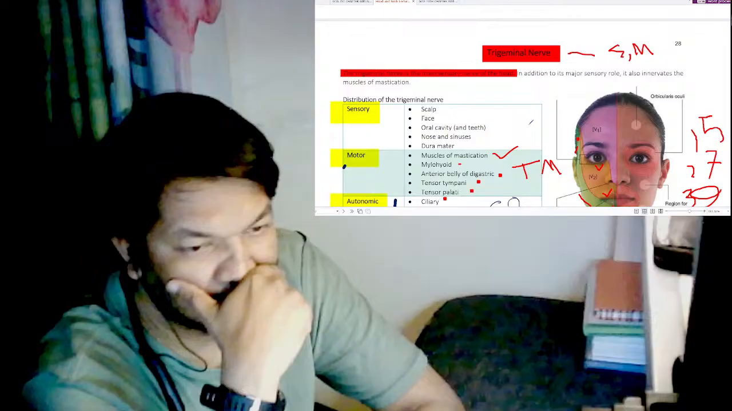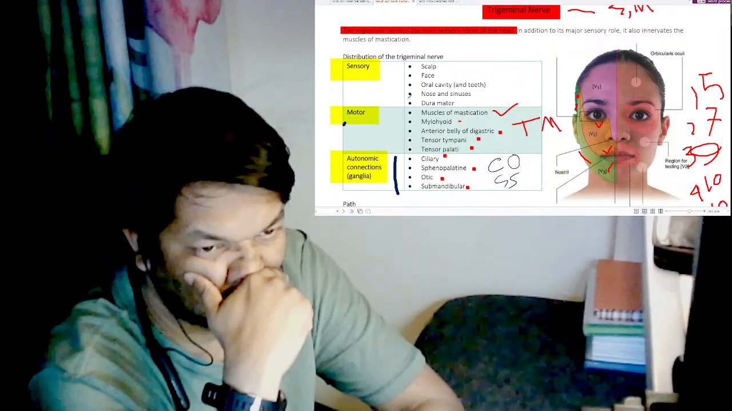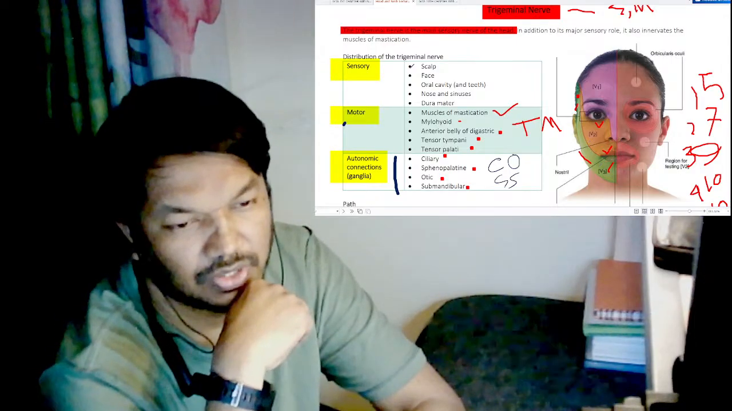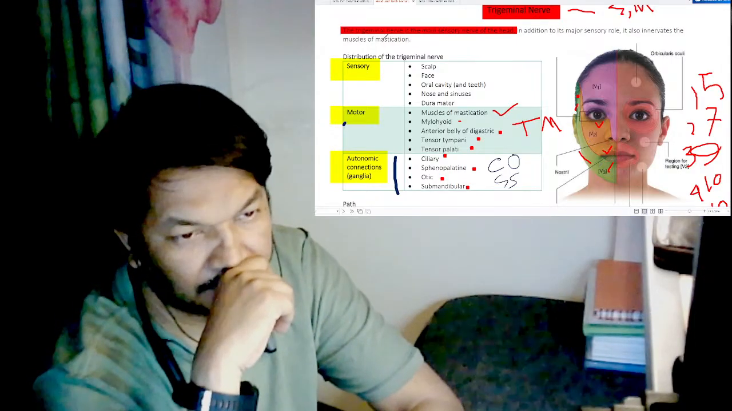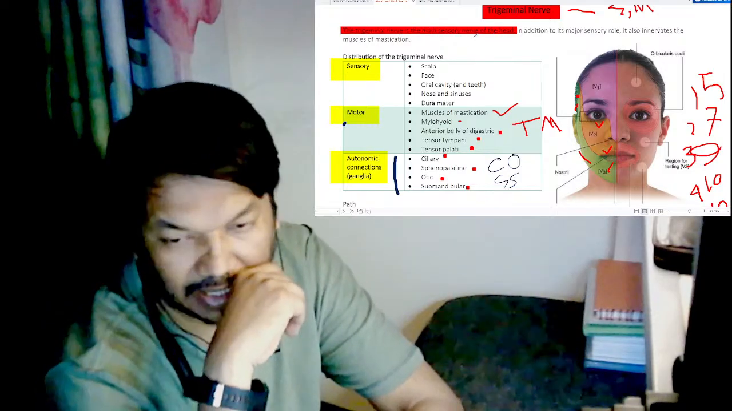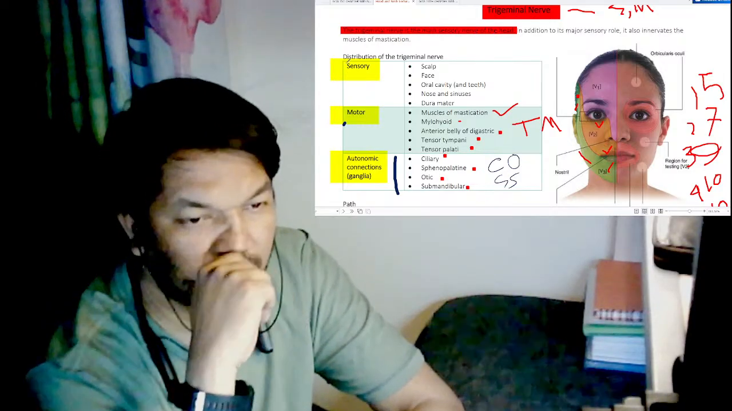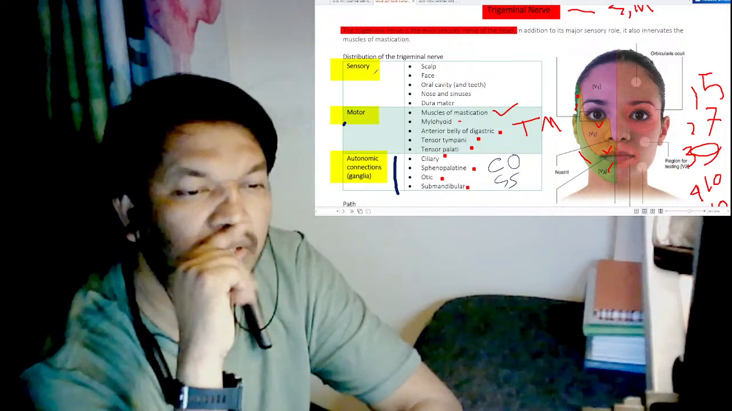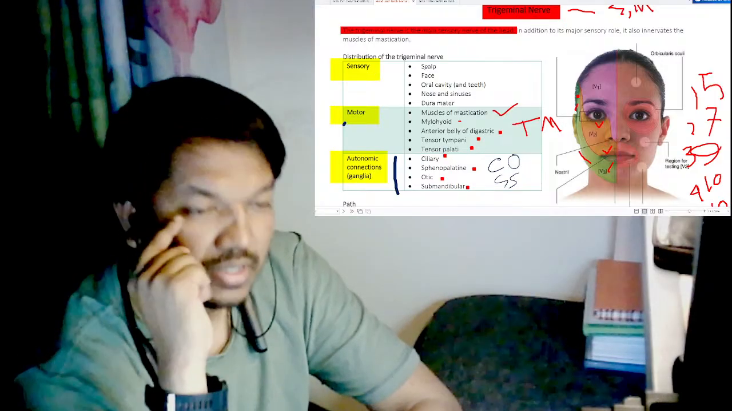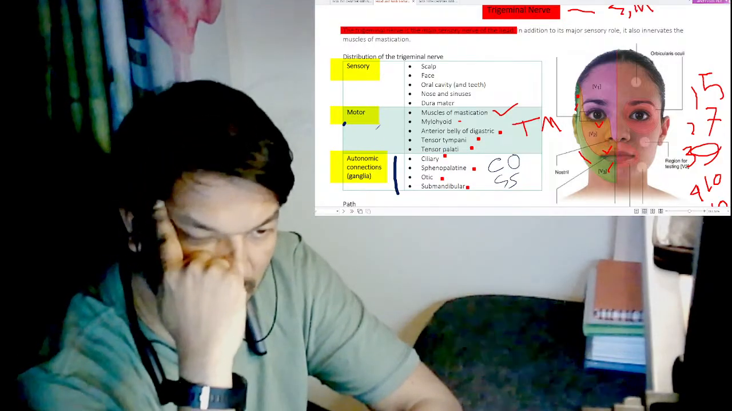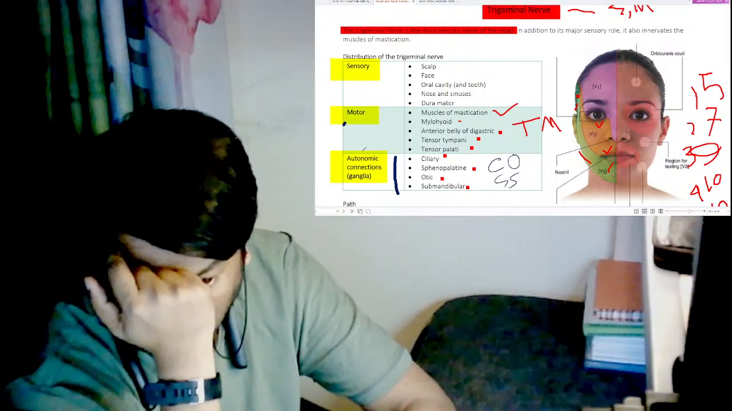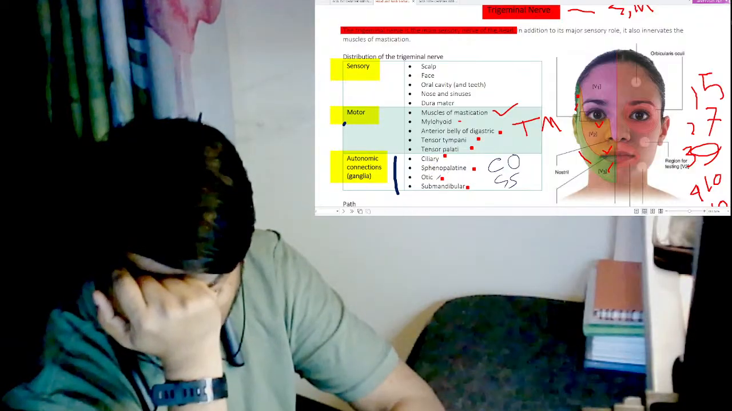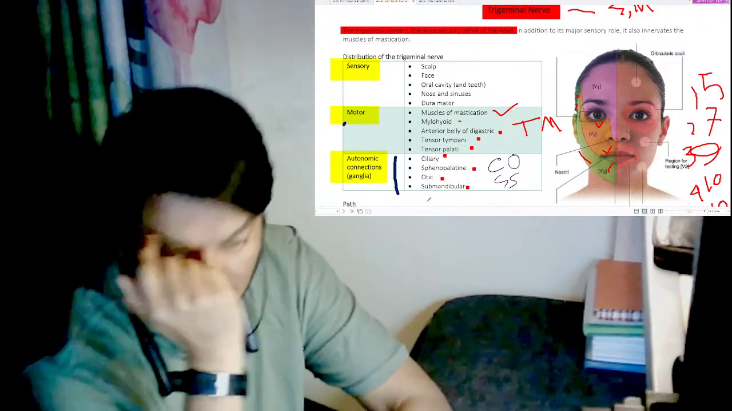Now the trigeminal nerve. We have already seen it has V1, V2 and V3. The trigeminal nerve is the main sensory nerve of the head. Read its distribution: sensory on the scalp, and motor and autonomic ganglia. The trigeminal nerve has the ciliary, sphenopalatine, otic, and submandibular ganglia.